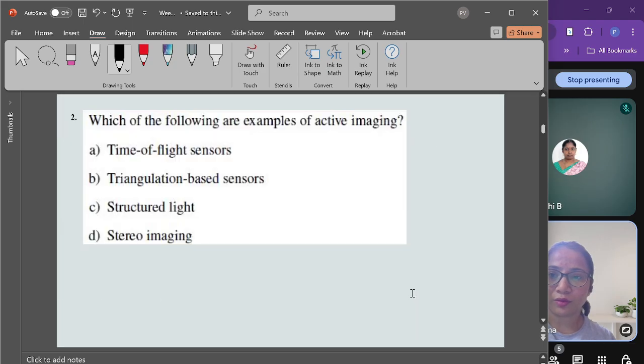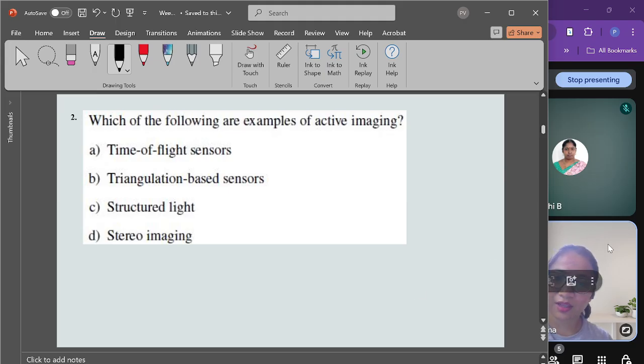Okay. So moving to the next question. Now, the next question is: which of the following are examples of active imaging? Option A, time of flight sensors. Option B, triangulation based sensors. Option C is structured light. Option D is stereo imaging.